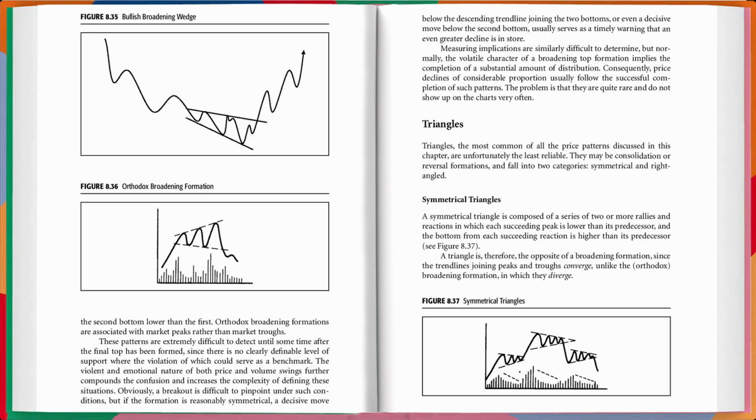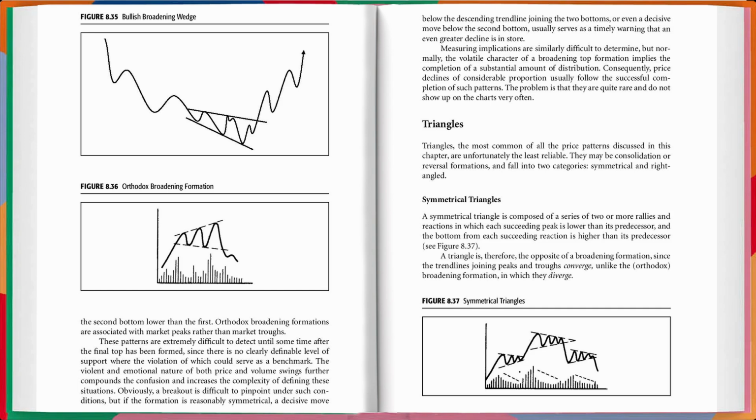Triangles. Triangles, the most common of all the price patterns discussed in this chapter, are unfortunately the least reliable. They may be consolidation or reversal formations and fall into two categories, symmetrical and right-angled.